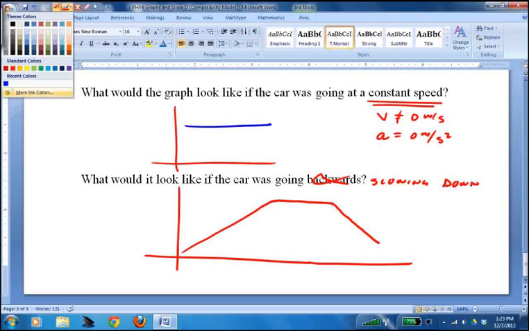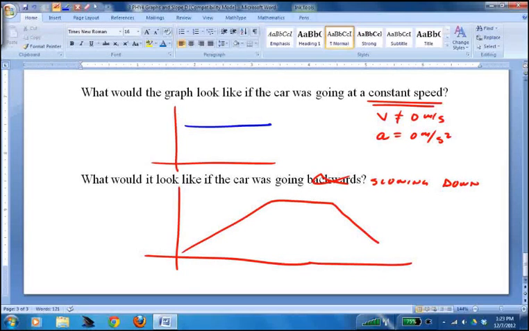A lot of people get confused right now because I've flipped back and forth between meters per second and meters per second per second. This is if we're talking about a velocity over here. And this is if we're talking about time. So this means the car is slowing down.